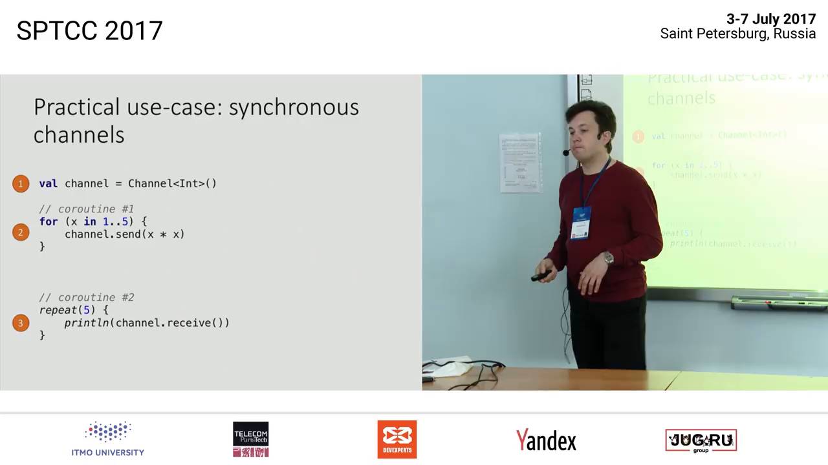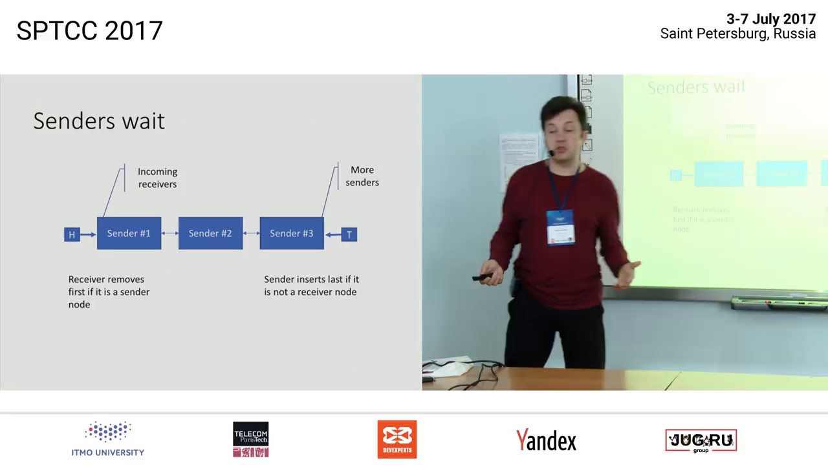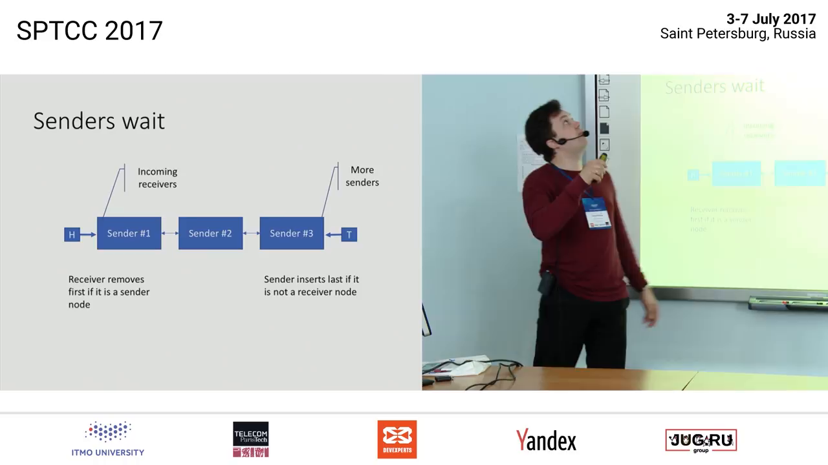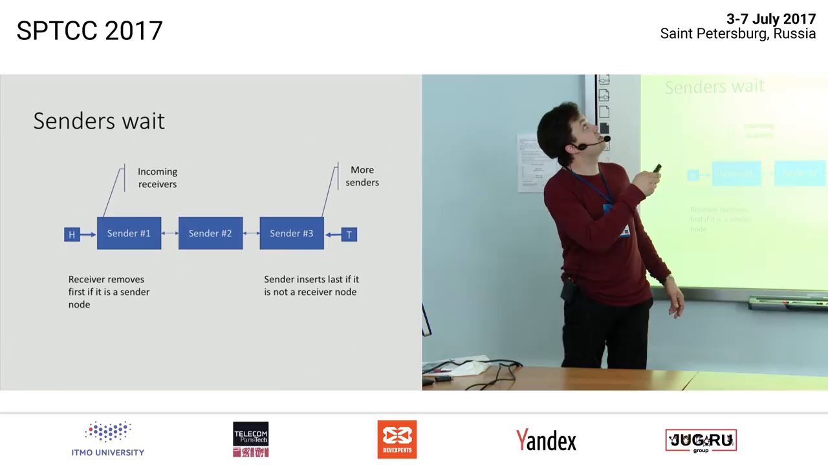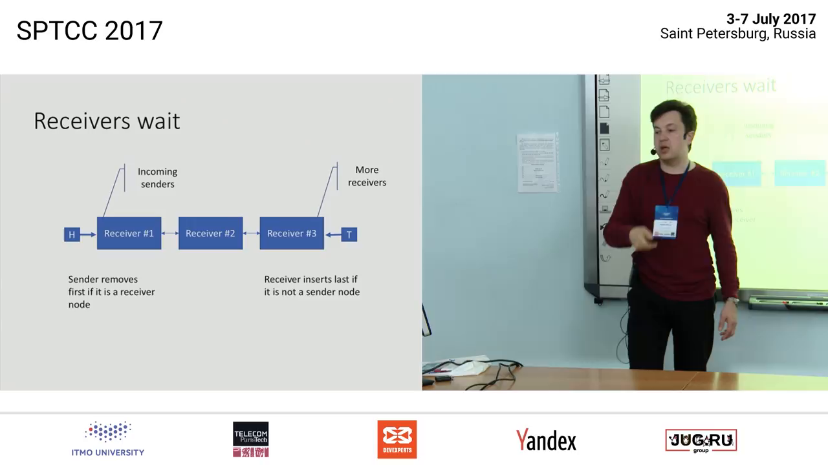So how do we actually implement this? It looks great, nice abstraction. How do we implement this nice abstraction so it's scalable? We implement it with a list of waiters, senders or receivers. So that's our list. If senders wait for incoming receivers, then we have a queue of senders who were suspended trying to send. More senders will add themselves to the right, and receivers will take senders from the left. If we have the other case, receivers wait, then this queue will contain receivers. More receivers will come on the right, and senders will remove from the left.